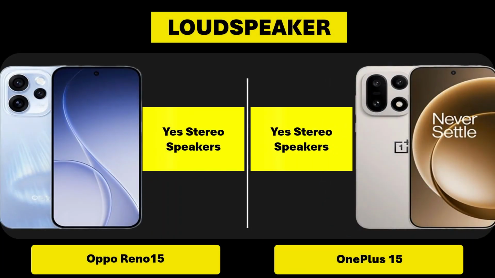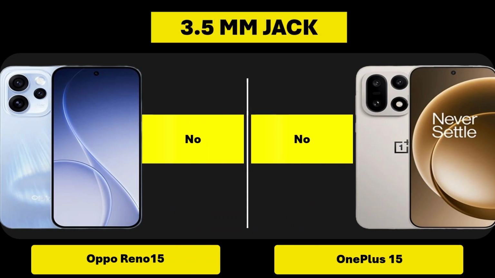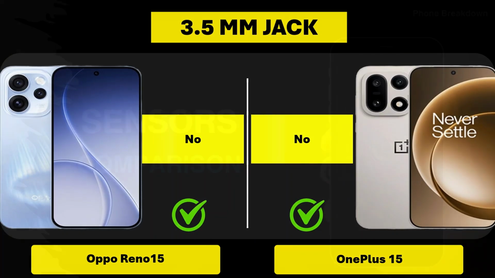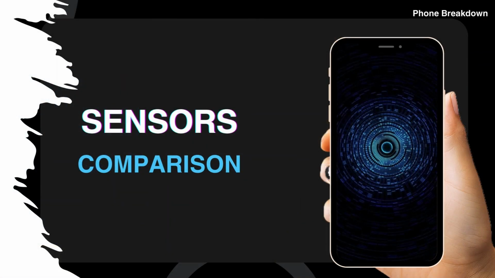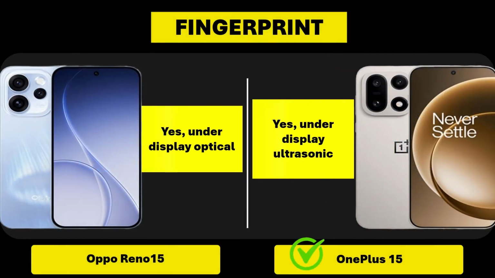Both Oppo Reno 15 and OnePlus 15 come with stereo speakers for immersive sound. No headphone jack on either Oppo Reno 15 or OnePlus 15. Oppo Reno 15 has an under-display optical fingerprint, while OnePlus 15 uses under-display ultrasonic.